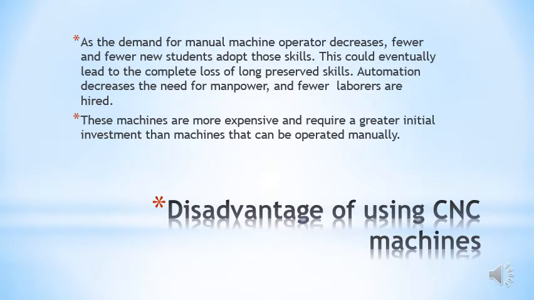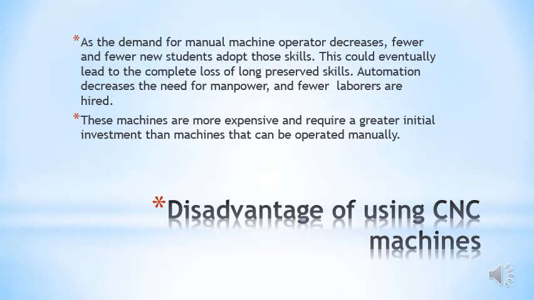The disadvantages: unemployment is a major disadvantage. Automation decreases the need for manpower and fewer laborers are hired. That said, the need is now shifting to software engineers and mechanical engineers, and education and training will have to adjust to meet the need.